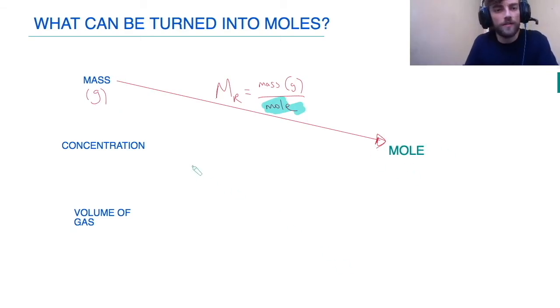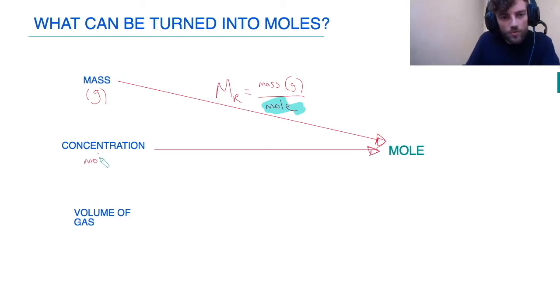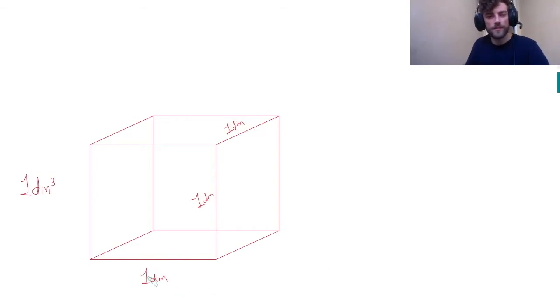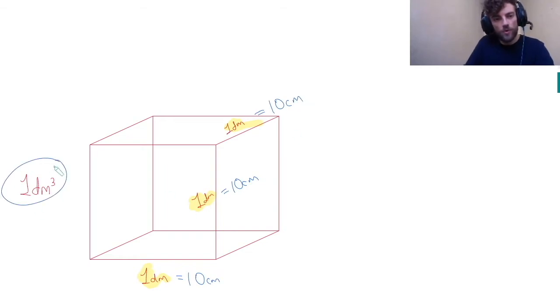And now next up I have concentration. Concentration is typically given in units of moles per decimeter cubed. So let's quickly recap what a decimeter cubed is. Here I have a cube that is 1 decimeter by 1 decimeter by 1 decimeter. In other words, it's a 1 decimeter cubed cube. And a decimeter is 10 centimeters. So this is the same as 10 centimeters by 10 centimeters by 10 centimeters. And therefore this 1 decimeter cubed must simply be 10 by 10 by 10. In other words, 1,000 centimeters cubed.